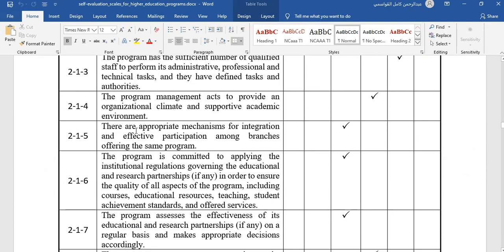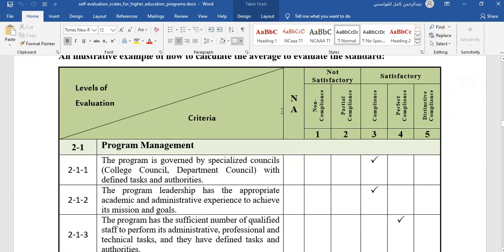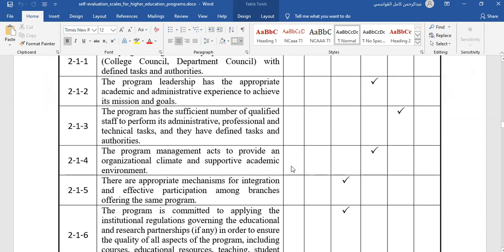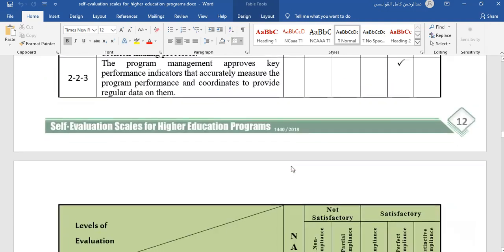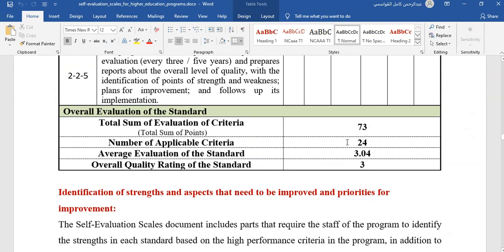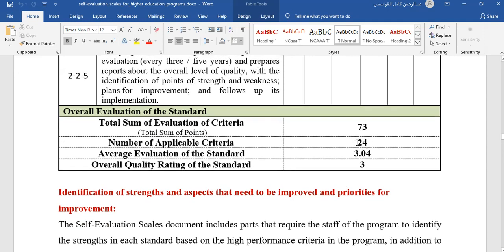One important thing: if one of these criteria is not applicable, do not fill it, write "not applicable" here, and do not count it, okay? Do not count it and do not add it to the number you divide by. For example, if this one is not applicable, you will have only 23, so 73 will be divided by 23. Maybe the result will be less than 73, but do not count not applicable criteria. So this is the number of applicable criteria only.